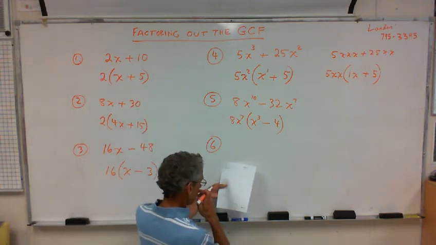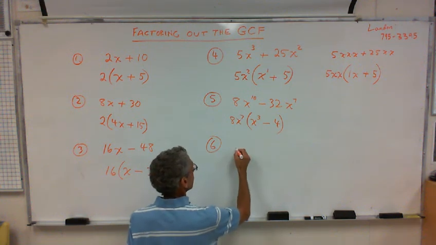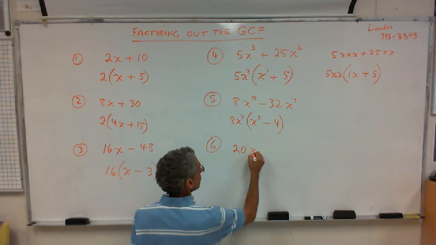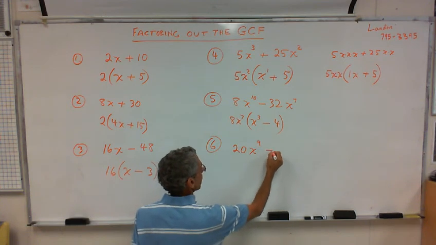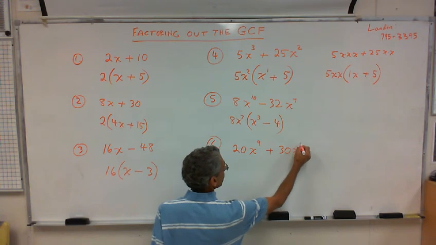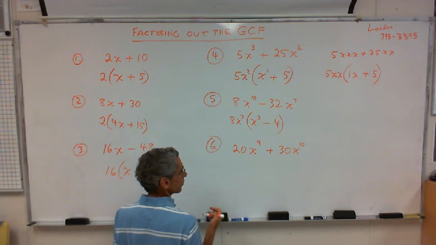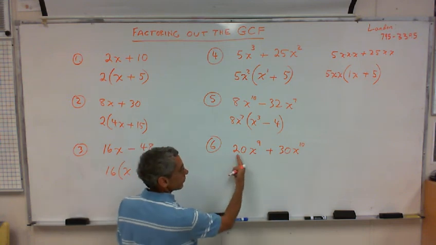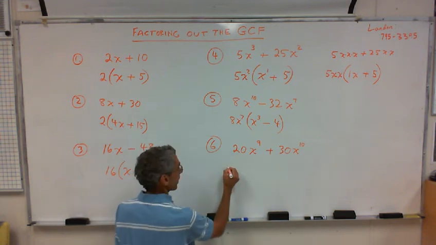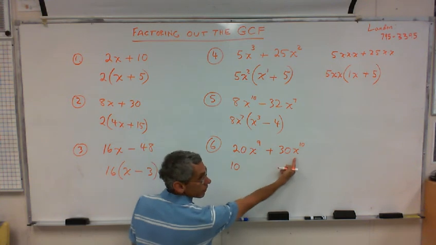Let me just see if there were any weird ones that I gave you. Okay. How about this one? 20x to the 9th plus 30x to the 10th. So I'm doing it backwards, sort of like Sal was saying. What is my greatest common factor between 20 and 30? 10. What is my greatest common factor between x to the 9 and x to the 10?